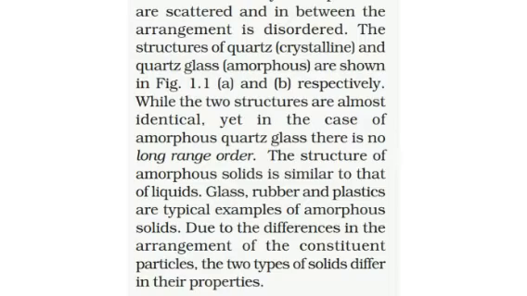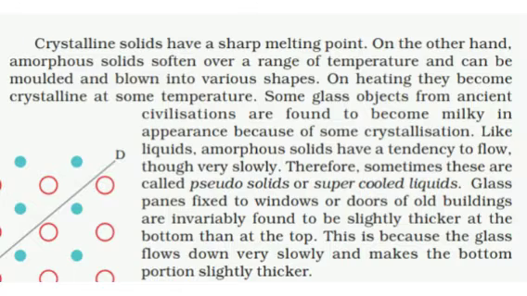Due to the differences in the arrangement of the constituent particles, the two types of solid differ in their properties. Crystalline solids have a sharp melting point. On the other hand, amorphous solids soften over a range of temperature and can be molded and blown into various shapes. On heating, they become crystalline at some temperature.